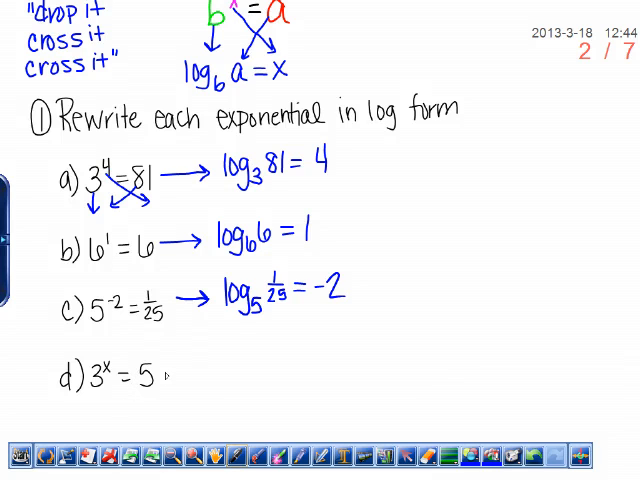All right. Rosie, how did you rewrite D? Log base 3 of 5 equals x. Great. We good on that? All right. Let's practice going the other way.